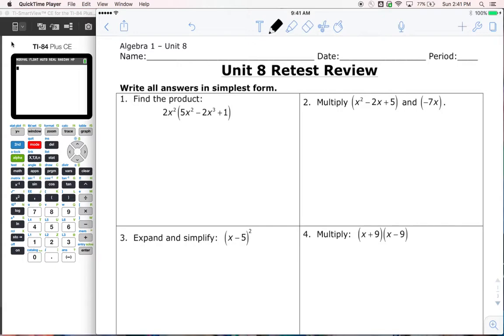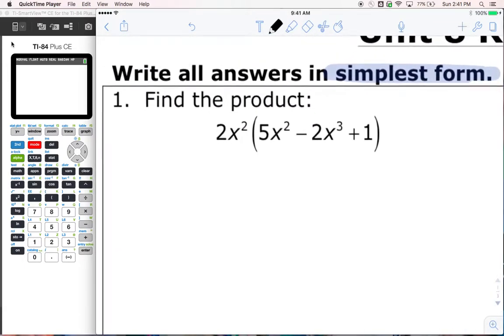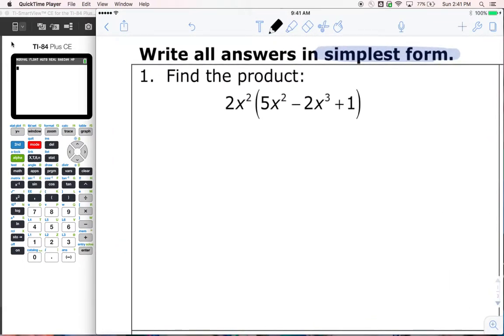Problem number 1. And by the way, write all answers in simplest form. So that's what we'll be looking for. Problem number 1, find the product, right? And we can see that that means multiplication. So since I've got one term outside parentheses here, I'm just going to go ahead and distribute. And when I distribute, we know that 2 times 5 is 10. It's the x's I feel like give us a little bit of trouble. So let's remember that when we multiply x times x, these exponents, what happens to them? They get added.